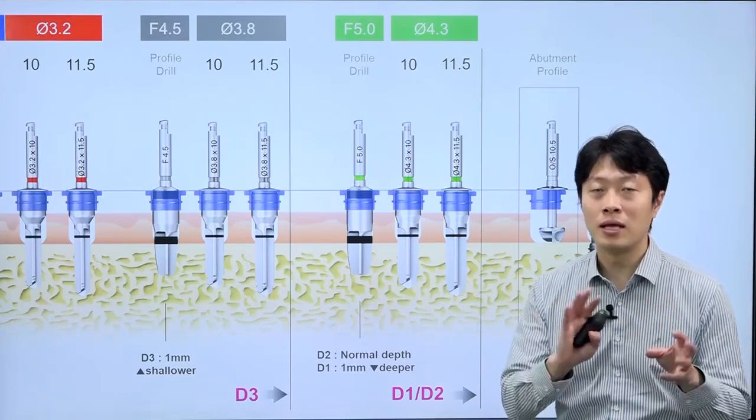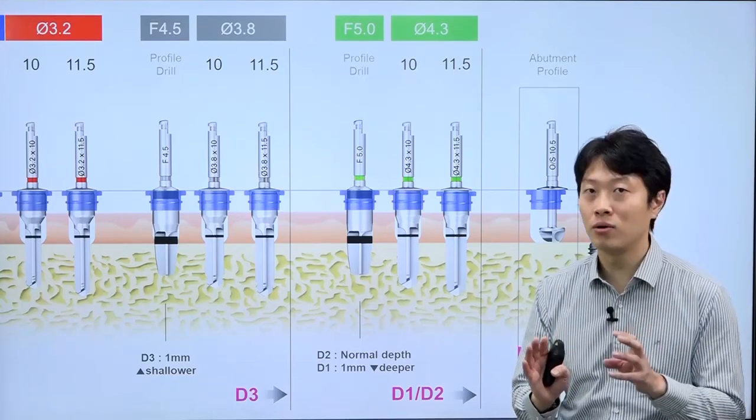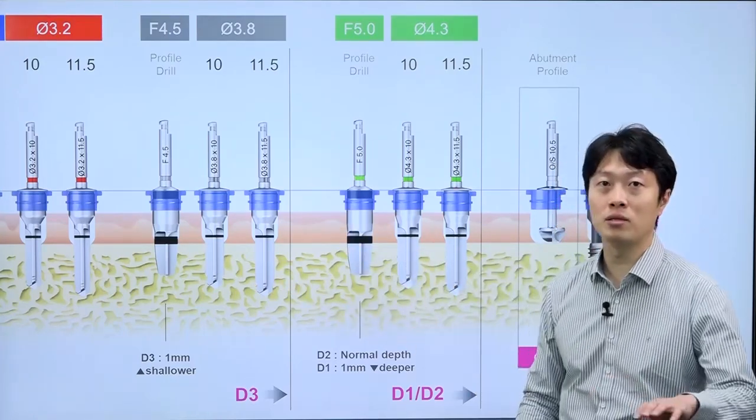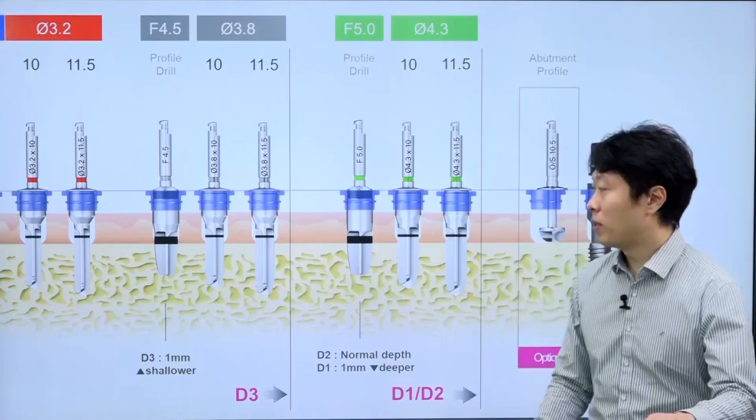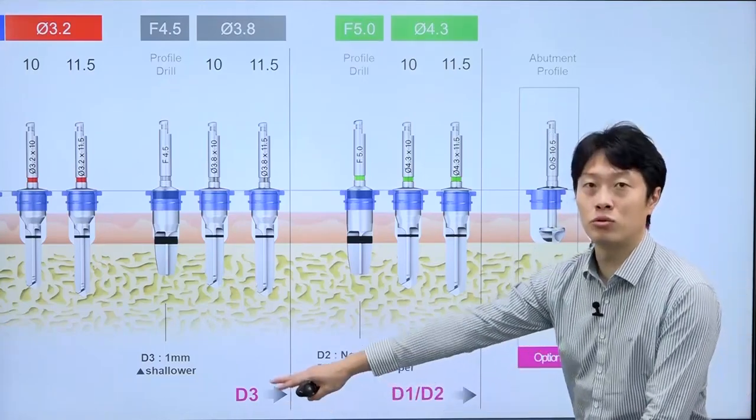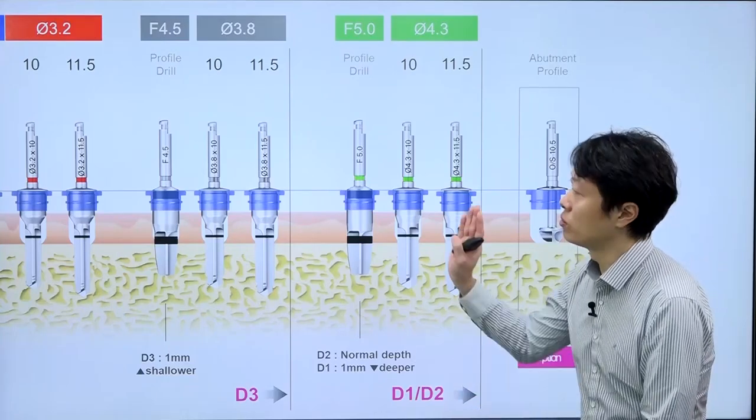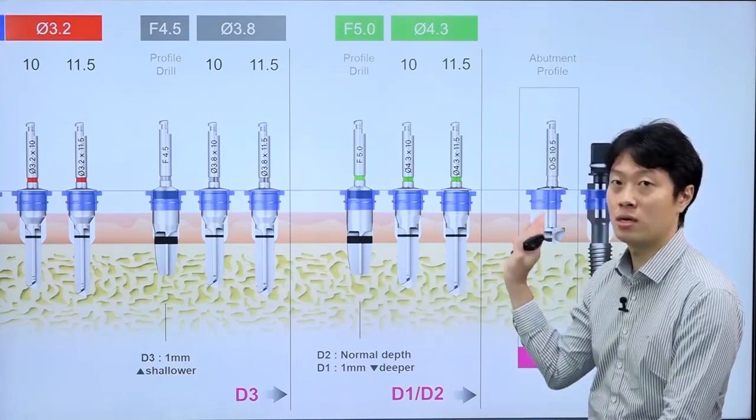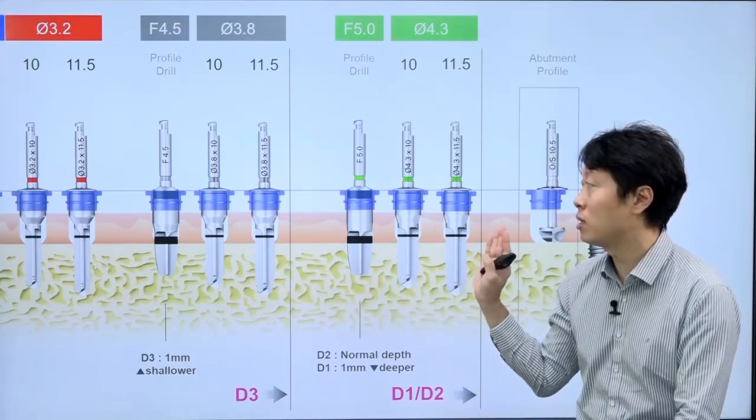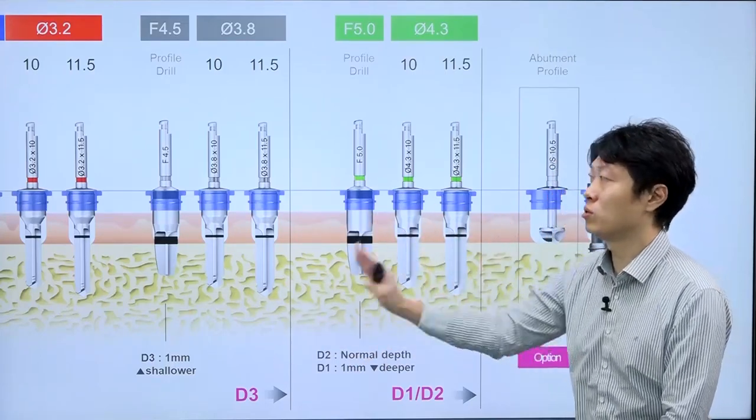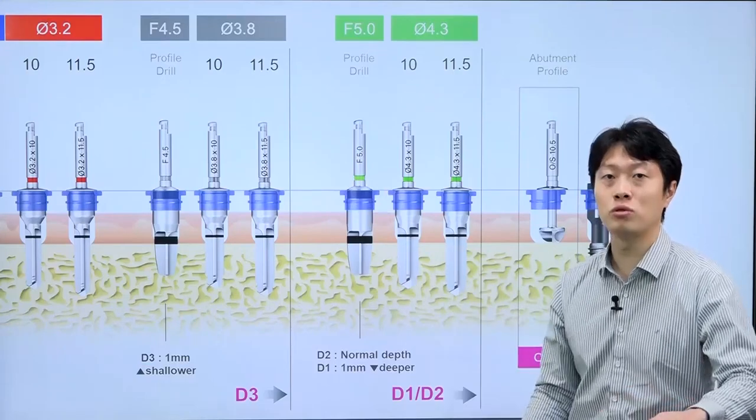But it doesn't mean that we have to do all the calculations. Since the surgical protocol comes in with a list of these, what we need to judge is bone quality. The surgeon has to decide whether to under-drill or to perform normal drill more, depending on the bone quality. You can refer to the surgical protocol to determine the drilling depth.